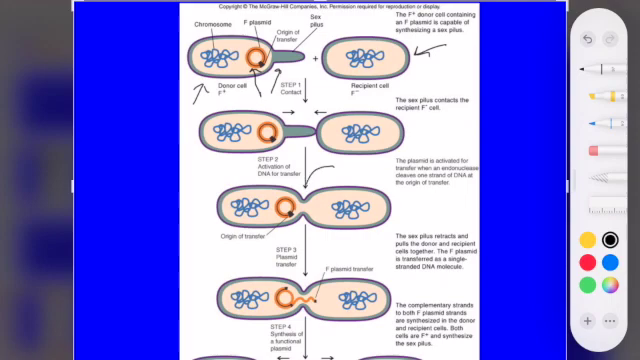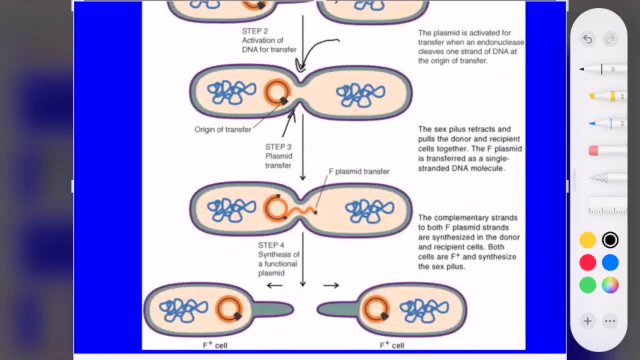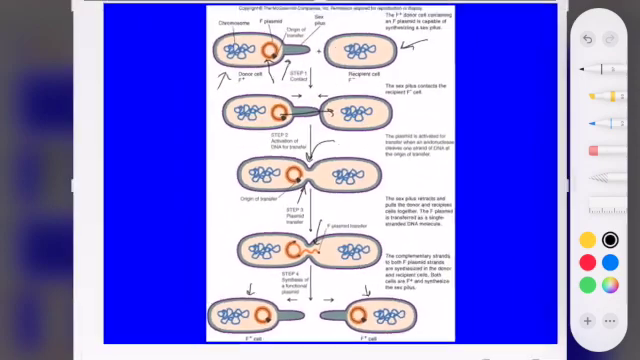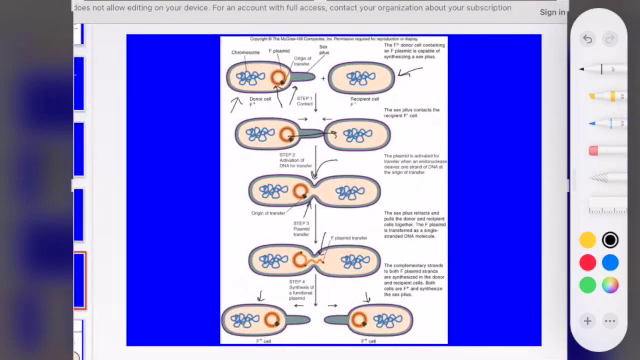But that's not accurate. They don't fuse to each other like that. It's more like there's a bridge here, and that's about all. But we do know that one strand of the plasmid enters. And then both cells have the plasmid right there. So there we go.